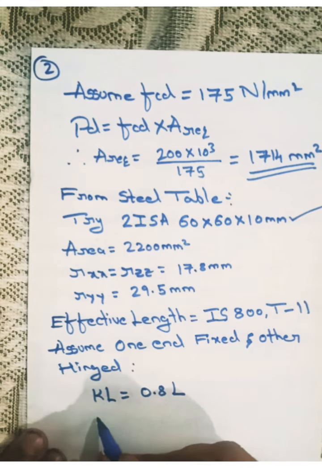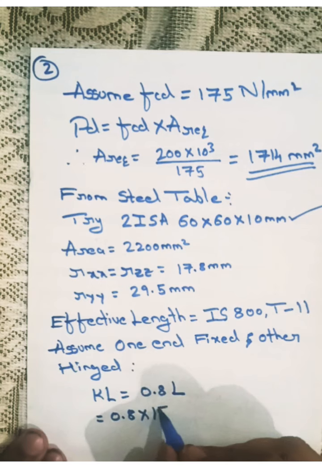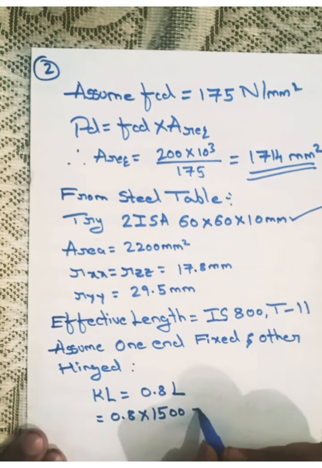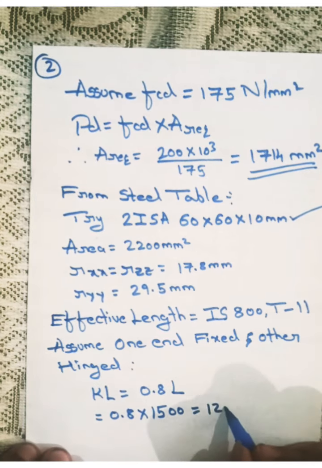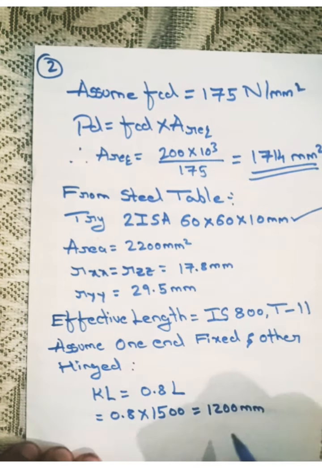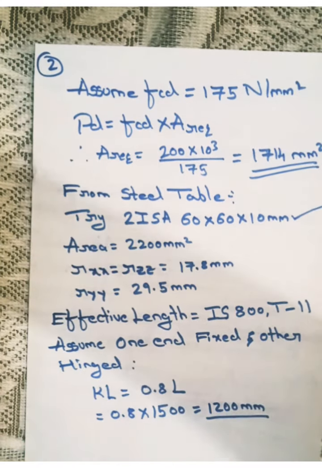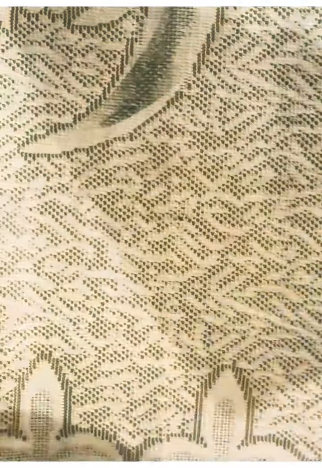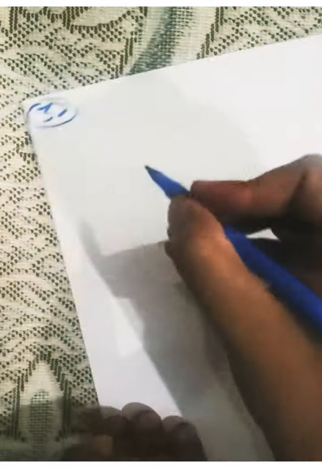In our problem it is 0.8 into length, which is 1.5 meter, 1500 mm, which comes around 1200 mm. So this is the effective length for the member of length 1.5 meters. So next step is to find the slenderness ratio.